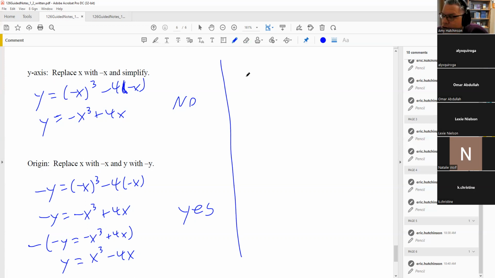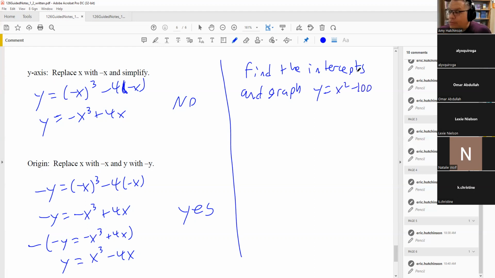What I'm going to do is find the intercepts and graph y equals x squared minus 100. I'm going to do one of these types of problems, similar to the homework, and have one extra practice problem, so that you see all the work shown for this one, and you can do the one that's in the notes. So let's do that here. Find the intercepts and graph.